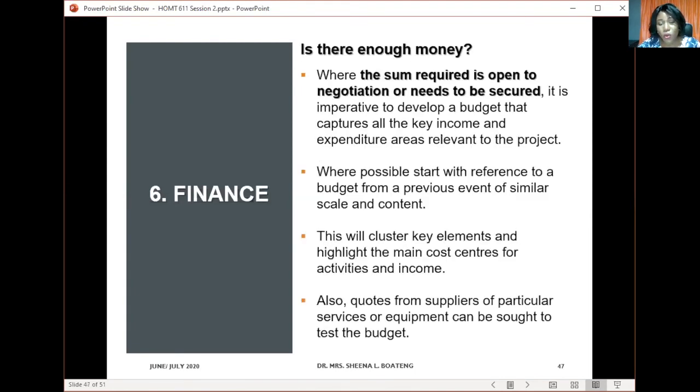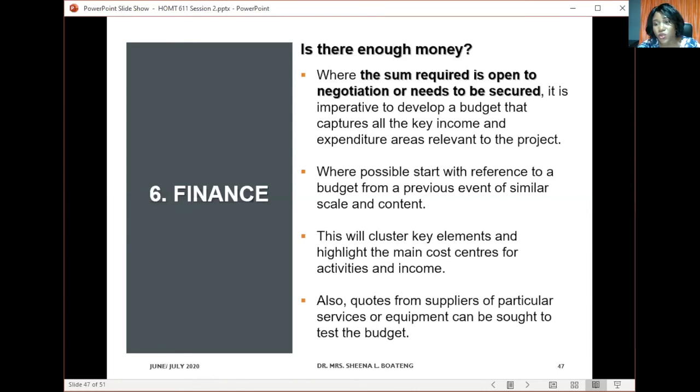So where the sum required is open to negotiation or needs to be secured, you have the imperative to develop a budget looking at similar events that have been organized like yours or what you are trying to organize. And then once you are able to see the kind of items that go into the budget and the relative costs in total, you can say, okay, based on the benchmarking I did and how much I think will go into events similar to mine, this is the figure I have come up with that the event can cost. And that way you know how to go to the negotiating table with the commissioner of the event or whoever your sponsor is.